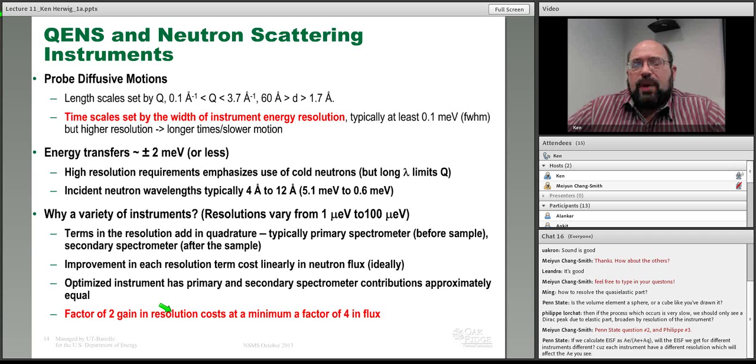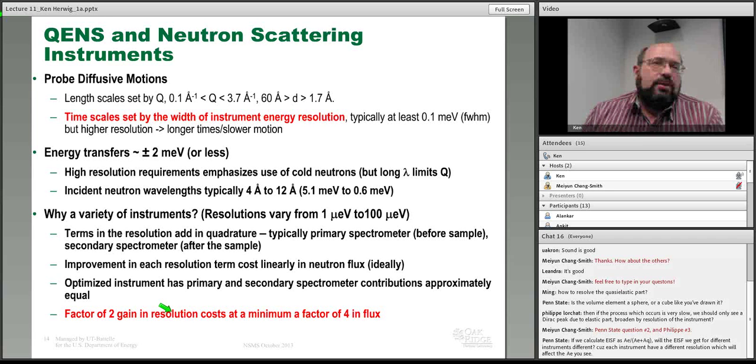The incident neutron wavelengths that we use in quasi-elastic scattering typically range from about 4 angstroms to maybe as cold as 10 or 12 angstroms, or about 5 milli-electron volts to about a milli-electron volt. So why do you see a wide variety of instruments? Well, that comes into how you design and build and optimize neutron scattering instruments. The resolutions might vary as much as 2 orders of magnitude, from 1 to 100 micro-electron volts.